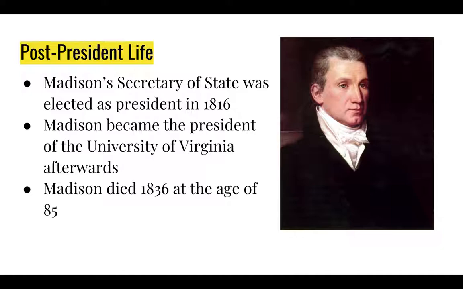So Madison served 2 terms from 1808 to 1816. And then Madison's Secretary of State, James Monroe, ultimately became president in 1816 to follow him. Madison continued to stay involved in lots of things after his presidency. He became the president or rector of the University of Virginia afterwards, and the University of Virginia is Thomas Jefferson's university, so he and Thomas Jefferson were very close throughout their lives. Madison ultimately died in 1836 at the age of 85.